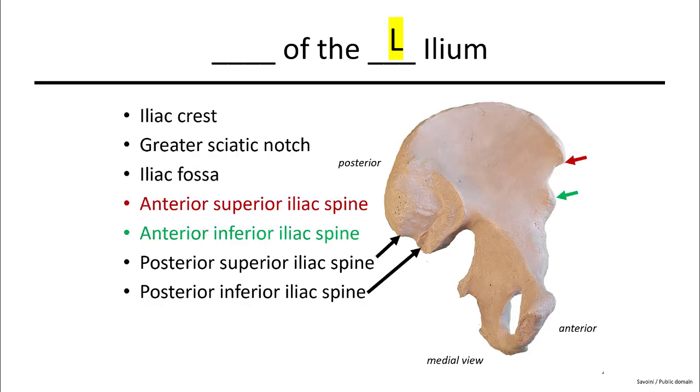We can see based on the arrows, I have the color-coded ones for the anterior. In red, the anterior superior iliac spine, and then the anterior inferior iliac spine. We have its parallels on the posterior side. There's a superior and inferior. Although these are difficult to palpate, you can easily palpate your anterior superior iliac spine.